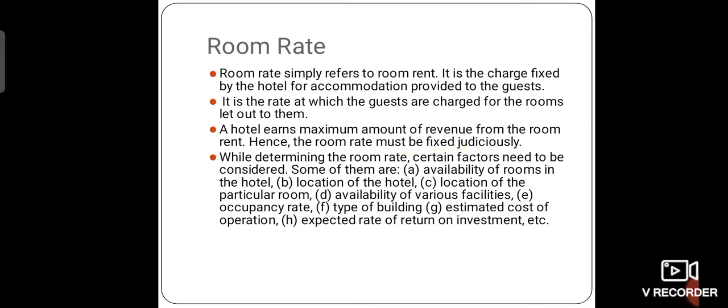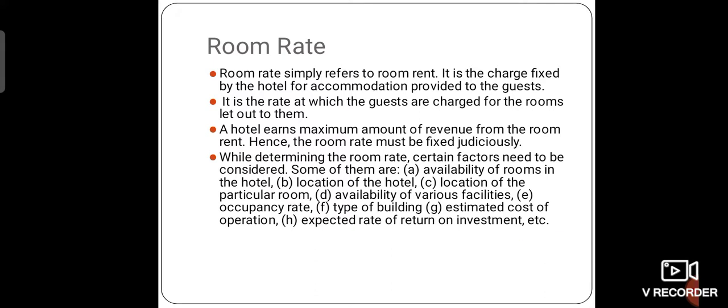So, room rate means the amount which the hotel owners receive for the sale of rooms, and it is one of the most important revenues of a hotel. Okay, so it is told that it should be fixed wisely. While determining the room rate, certain factors need to be considered. Some of them are availability of rooms in the hotel, location of the hotel, location of the particular room, availability of various facilities, occupancy rate, type of building, estimated cost of operation, expected rate of return on investment, etc.